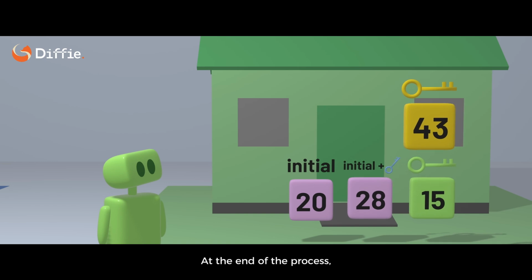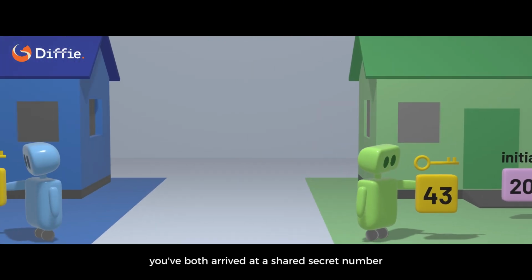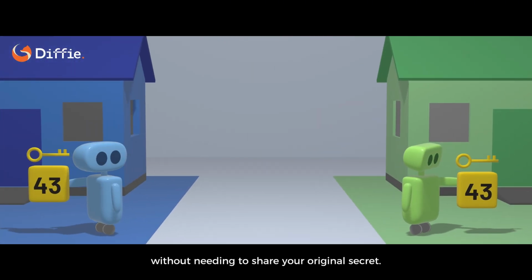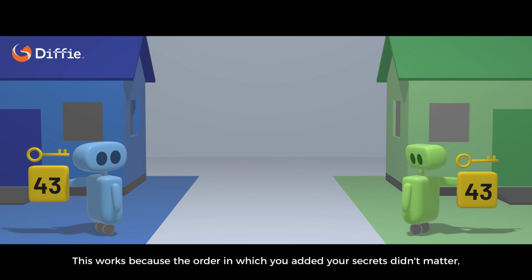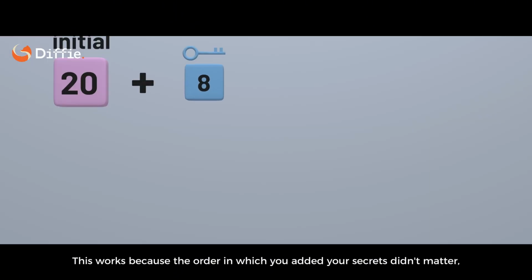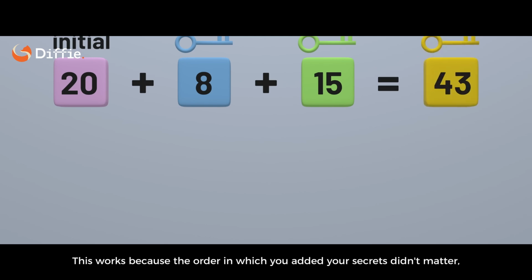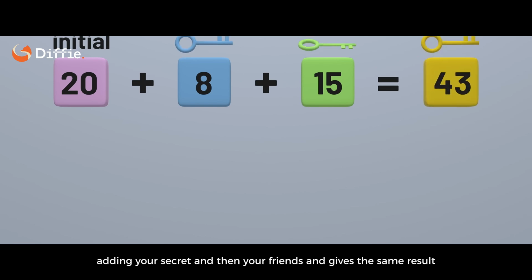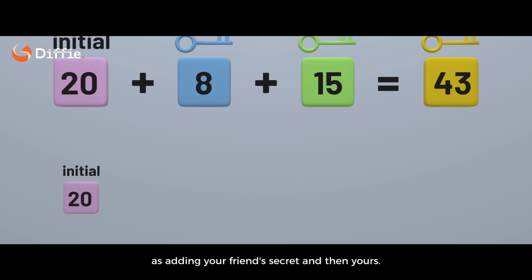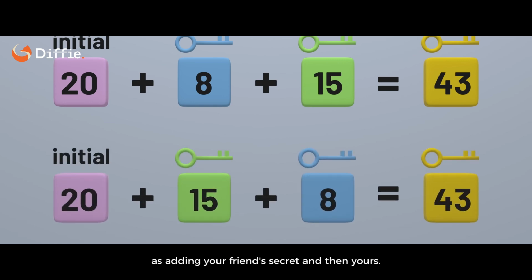At the end of the process, you've both arrived at a shared secret number, without needing to share your original secrets. This works because the order in which you added your secrets didn't matter. Adding your secret and then your friend's gives the same result as adding your friend's secret and then yours.